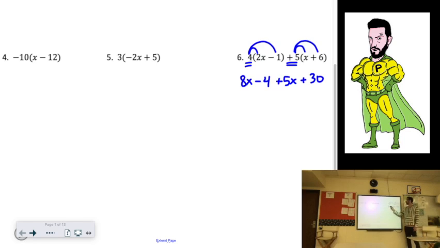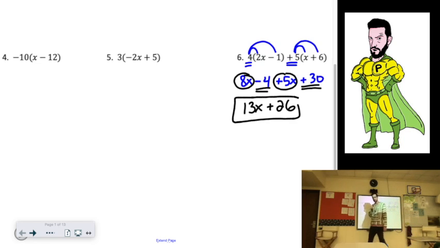Combining our like terms, I see some x's. I have 8x plus 5 more x's. They're both x's, so 8x plus 5x would give us 13x. And then we have some regular numbers. Negative 4 plus 30, same as 30 minus 4, would be 26. And you can't combine 13x plus 26. They're unlike terms, so you would be done at that point. You need to have both of those skills to solve these multi-step equations.